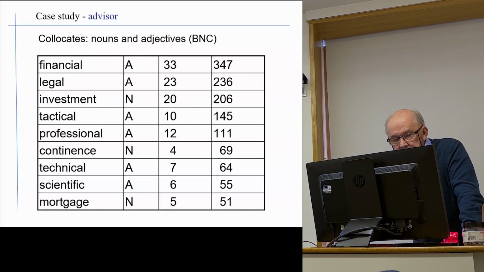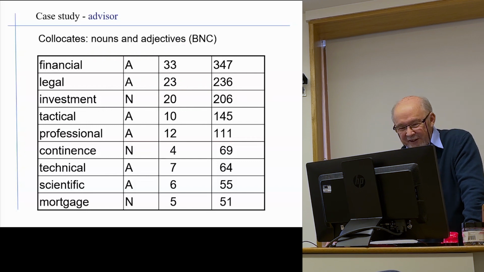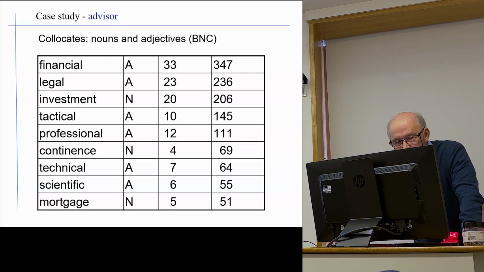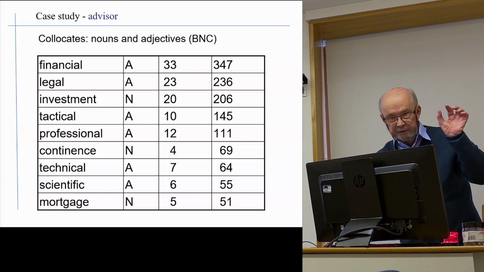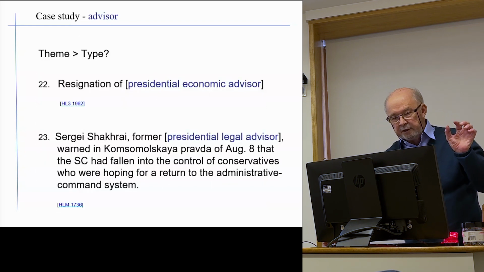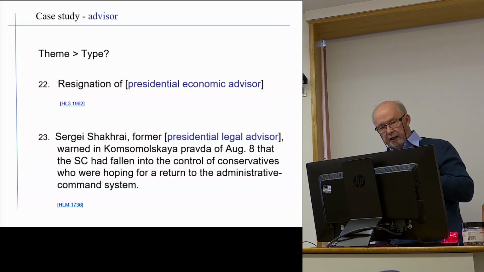They're the collocates: financial, legal, investment, tactical, professional, continence, technical, scientific, and mortgage. Most of them are ones which are to do indeed with things that you give advice about. Not all of them, but most of them. Do we have theme versus type again?